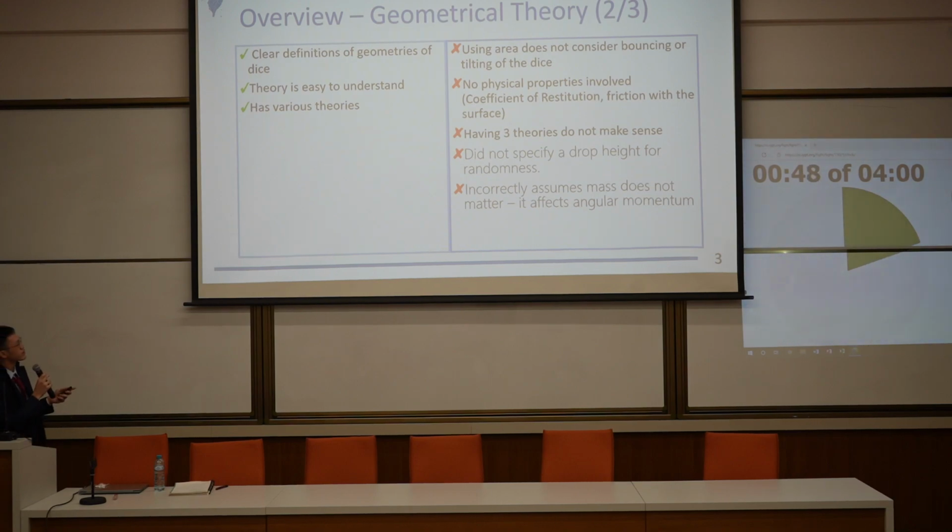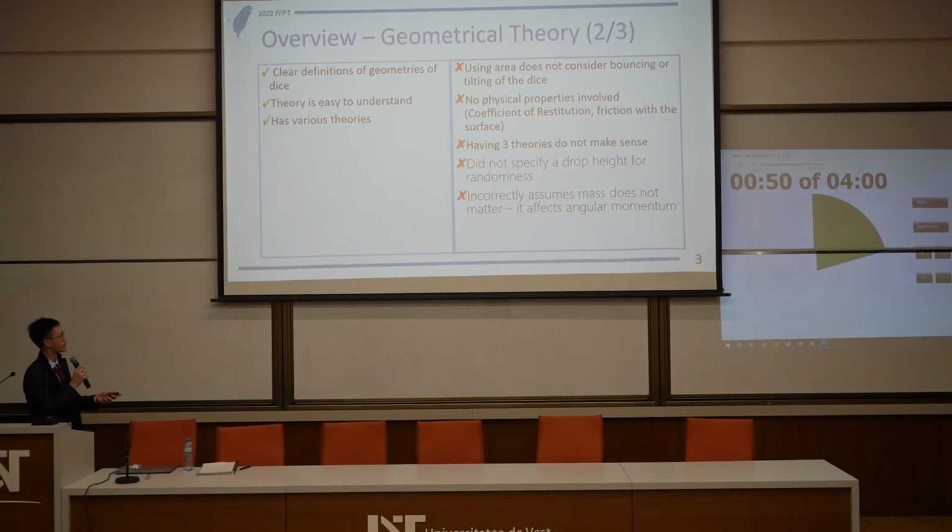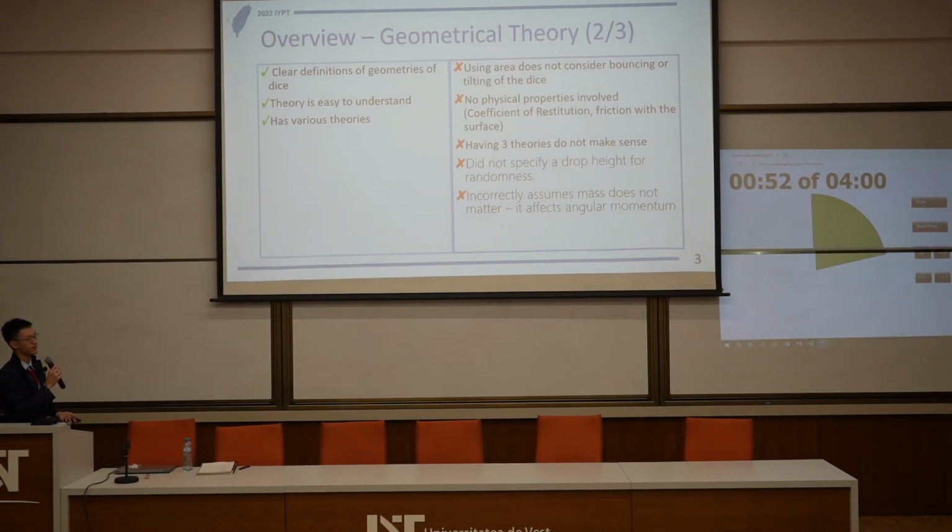But the cons are that she uses areas that don't consider bouncing or tilting of the dice. There are no physical properties involved, such as the coefficient of restitution, friction with the surface, angular momentum being part of the dice, or the linear velocity of the dice, which can then change into angular momentum.